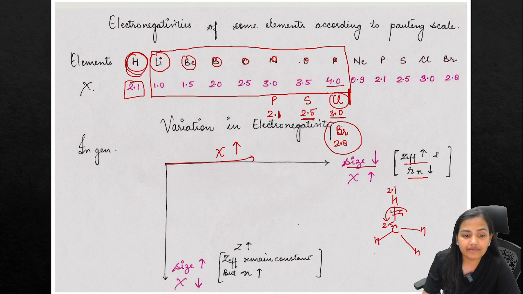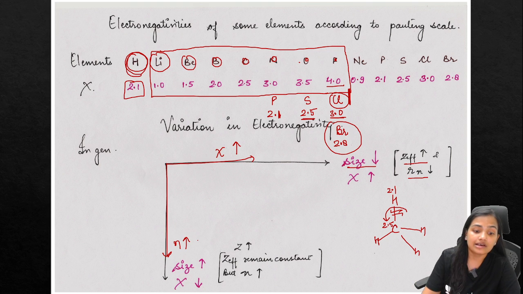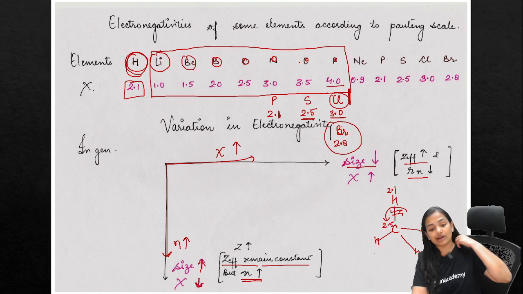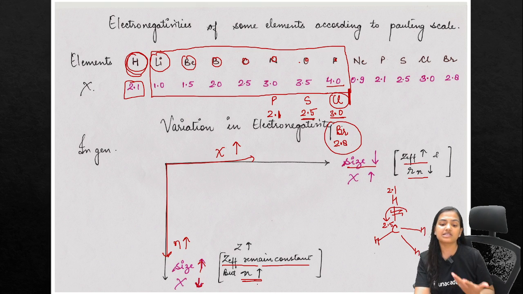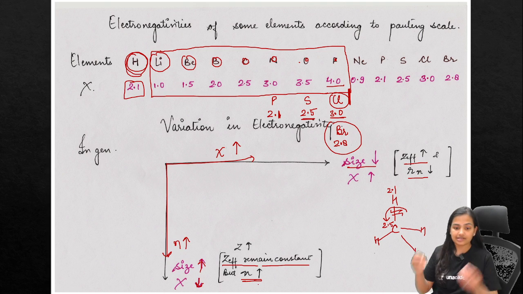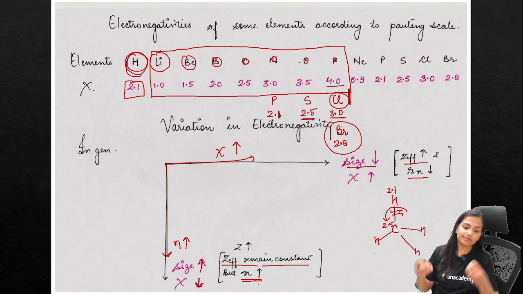What happened when we move from top to bottom? When we are moving from top to bottom, guys, the n value increases, then the size increases a lot, and the electronegativity decreases. But here the Z remains constant, only n increases. Only n means the principal quantum number; the atomic number increases, the principal quantum number increases. Z effective remains constant. This is a point which has been taken from our previous sessions.